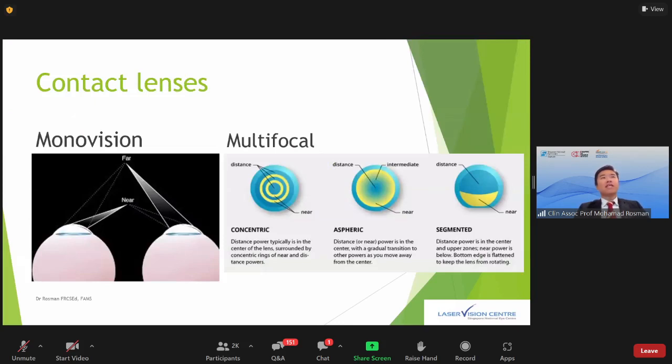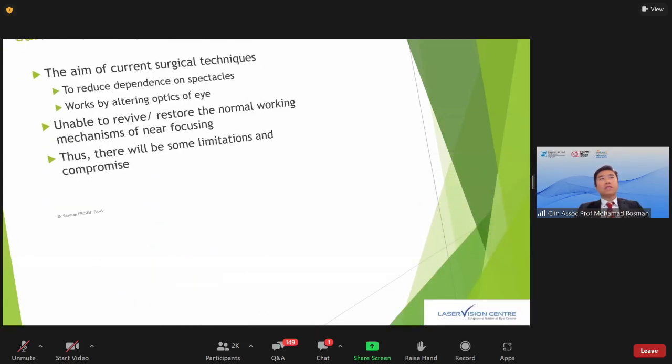One solution is contact lens. You can either use monofocal contact lens for using monovision. That means one eye for far and one eye for near. There are now multifocal contact lenses available where you can put in both eyes to see far and near. And there are different types. Again, a discussion with your optometrist will be the best to see which is the best suitable for you.